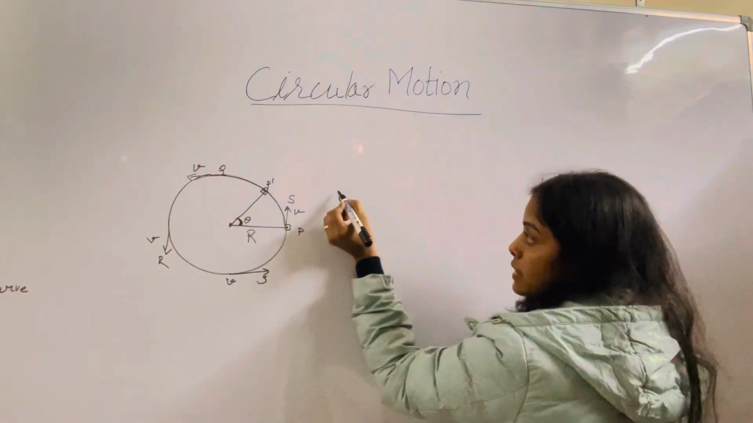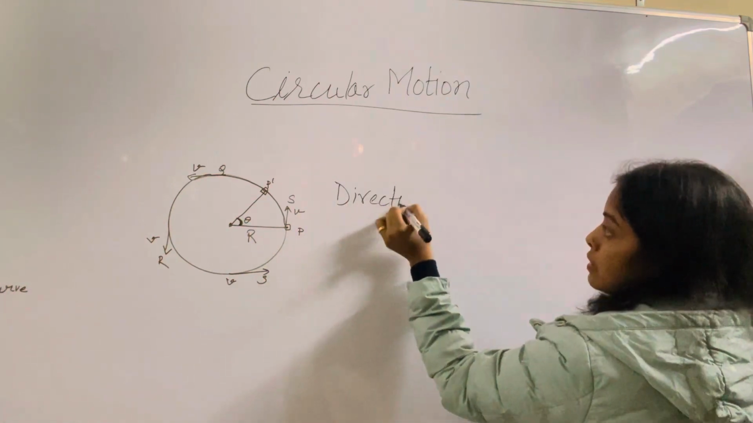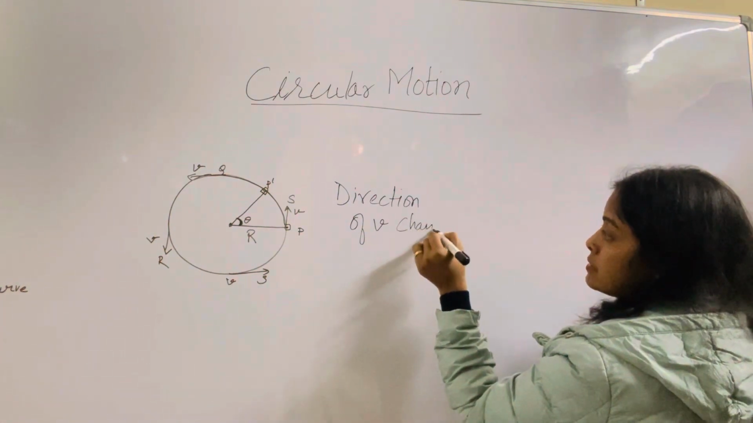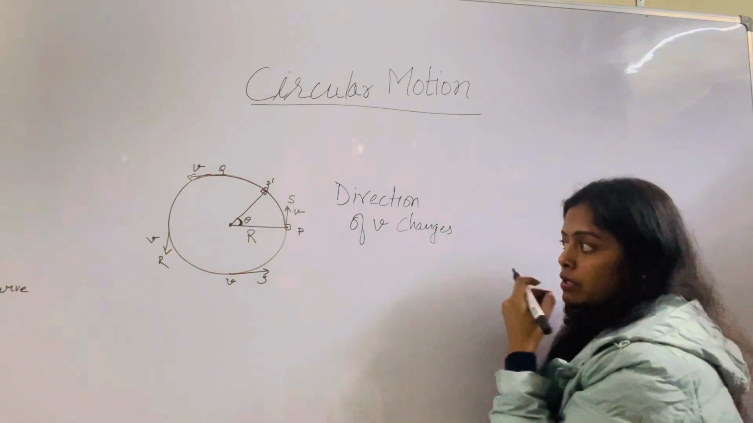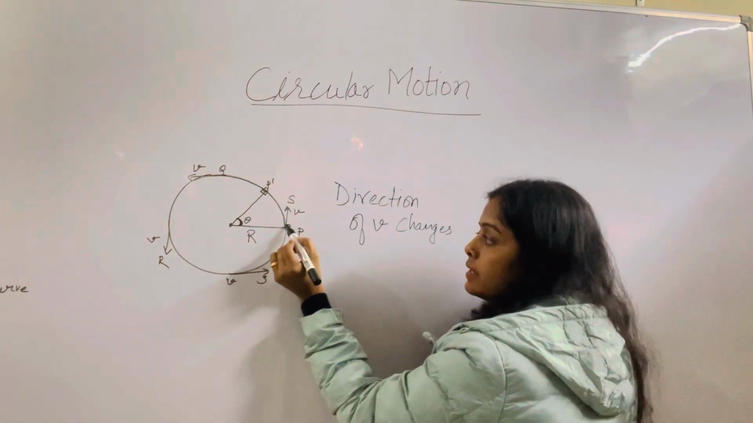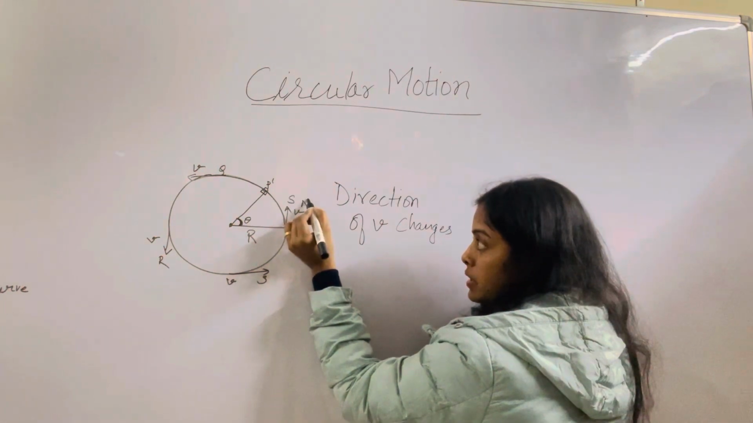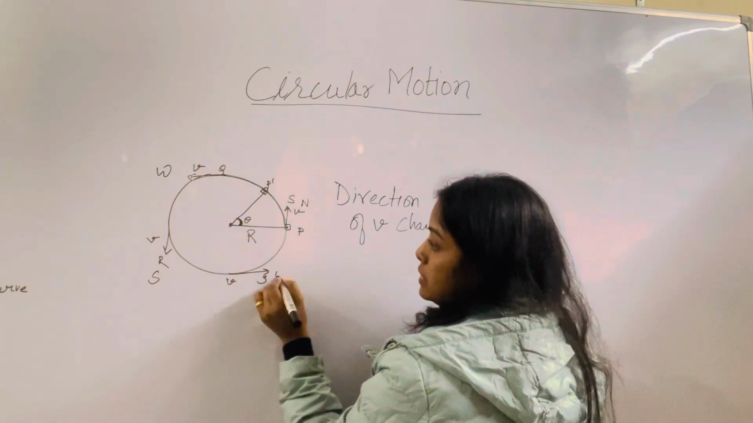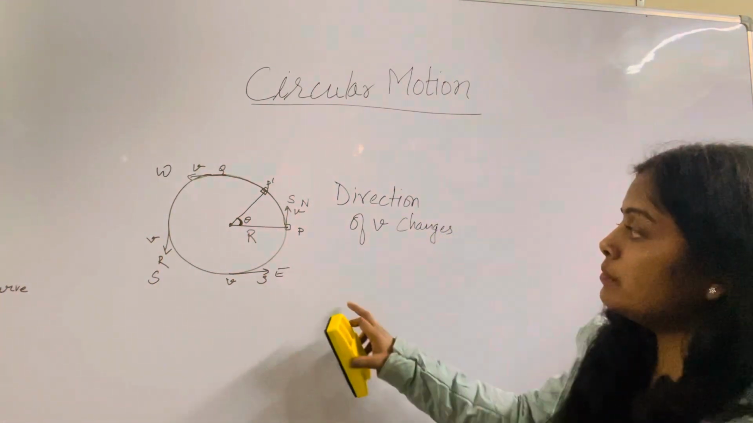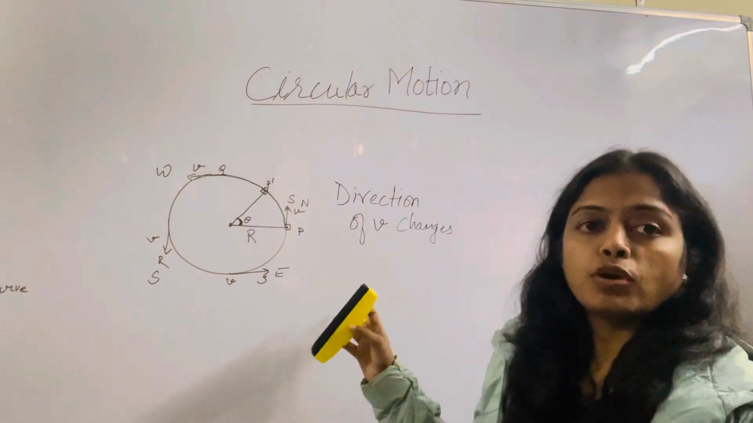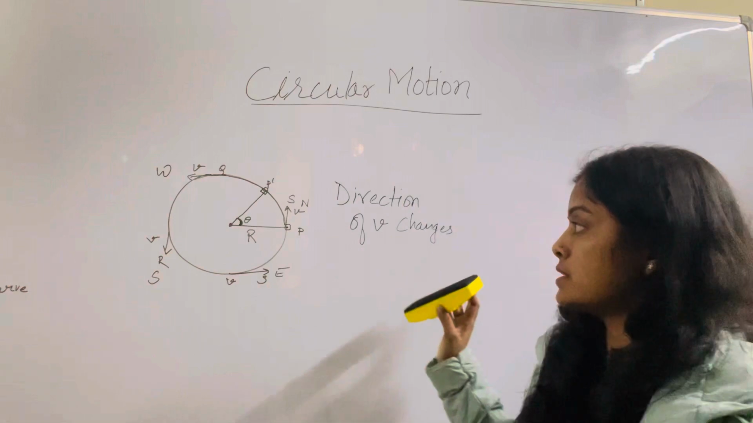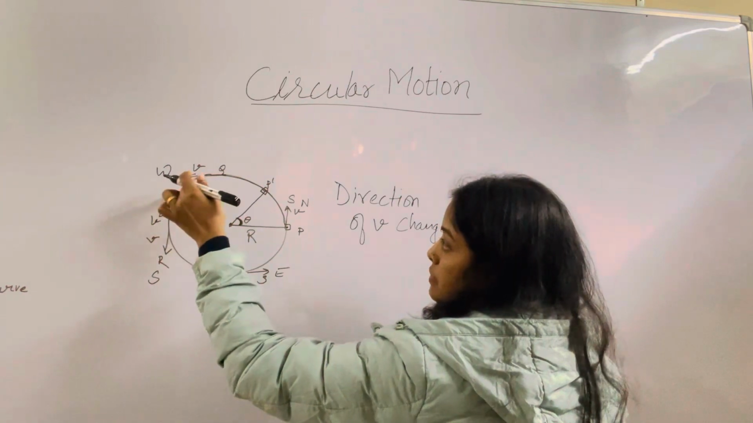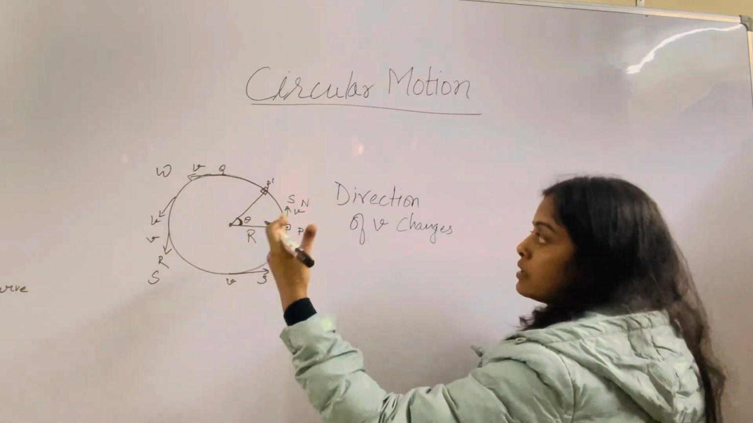but we see that every time the direction of velocity changes at each point. Suppose at this point the velocity is in the north direction, and at this point it is in west, here it is in south, and here it is in east direction. So velocity is every time changing from point P to Q to R to S. The direction at each point is different from the previous direction or the coming direction.